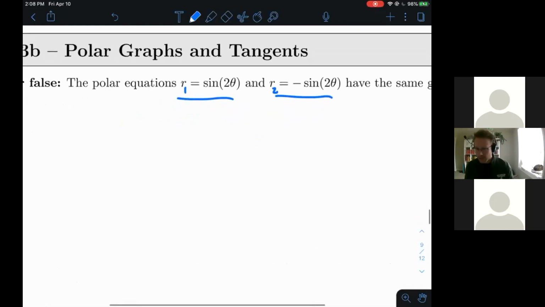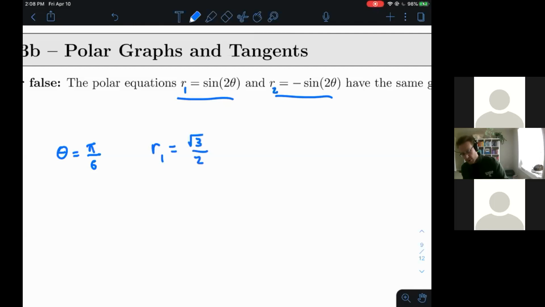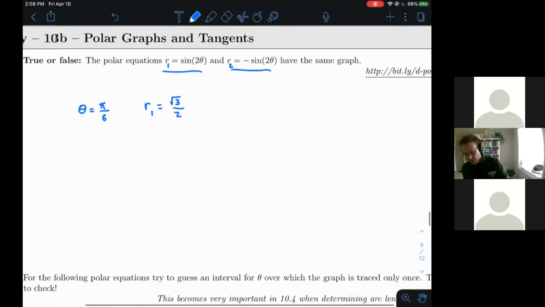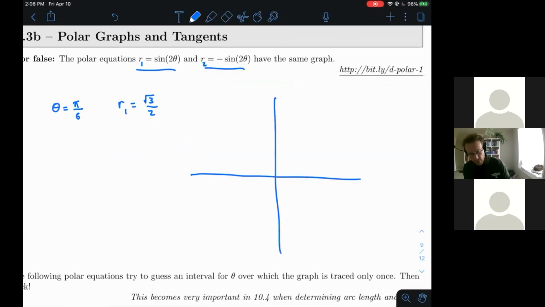Let's choose a point. Let's say theta equals pi over 6. If I plug it into my first curve, I'm going to have sine of 2 pi over 6. That's the same thing as pi over 3, so that's going to be root 3 over 2. If I do a quick sketch, at the angle pi over 6, I'm looking in this direction, and I have to take root 3 over 2 steps out. Root 3 is around 1.7, divided by 2, so it's a little under 1. So maybe if this is 1, I go a little under that, and there we go.